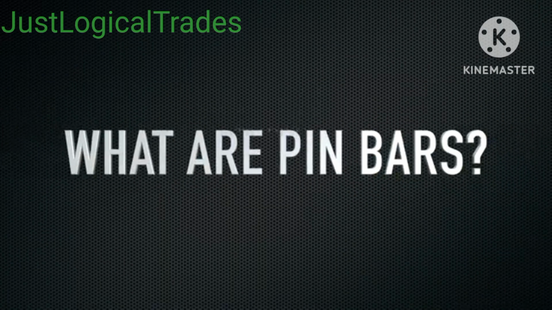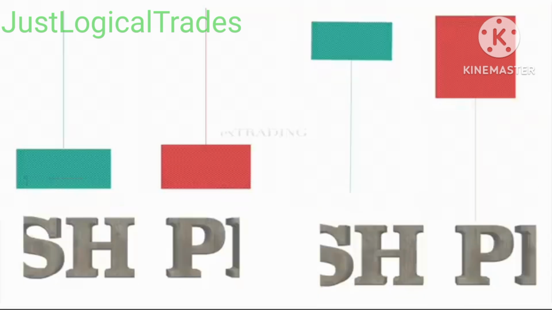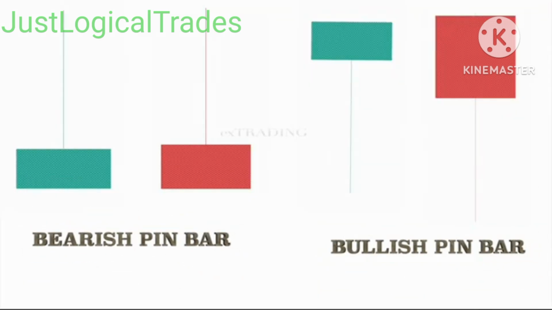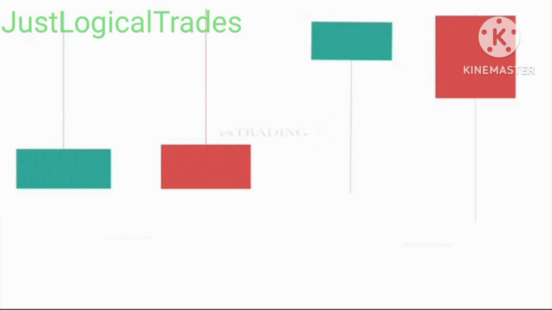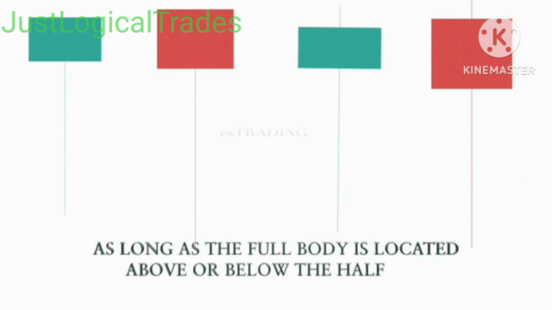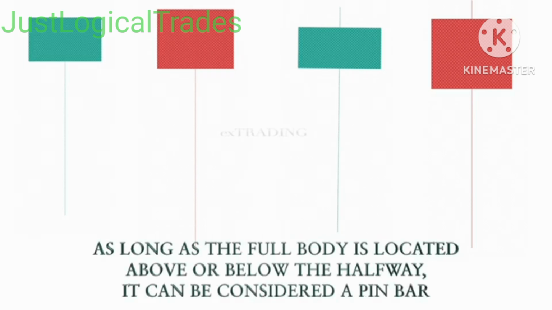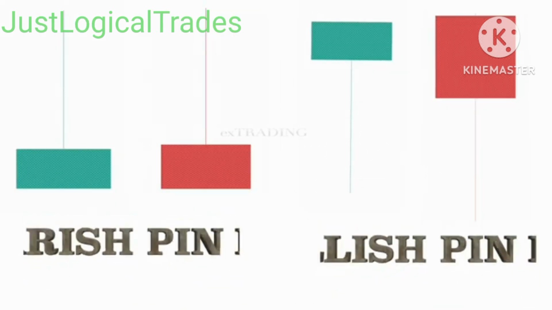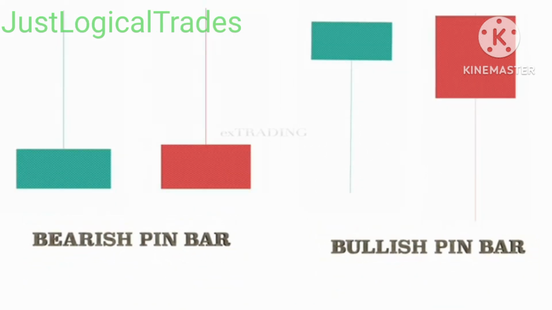What exactly are pin bars? Pin bars are candlestick patterns that have a small body at the end of the candlestick with a relatively long wick. Candlesticks that have bodies half the length of the candlestick are pin bars as well. As long as the full body is located above or below the halfway mark, it can be considered a pin bar. And if you noticed, they can have either bullish or bearish bodies.